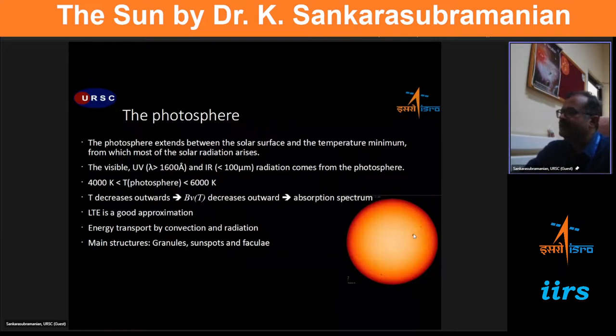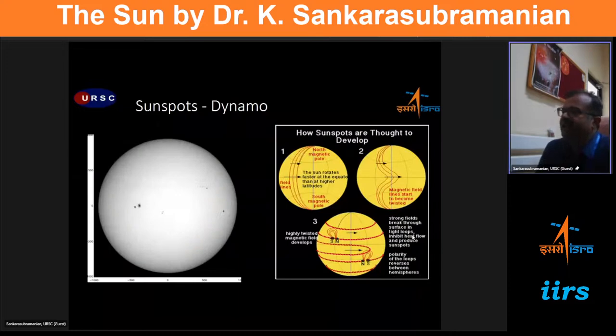What you see here is the sunspot. Of course, you saw the granular structures when I talked about the convection, and then you also see these quiet regions where, if you zoom in, it's mostly the granular part. The sunspots which you see on the sun are, as I told you, purely because of the magnetic field, which is anchored in the deep layer of the convection zone.